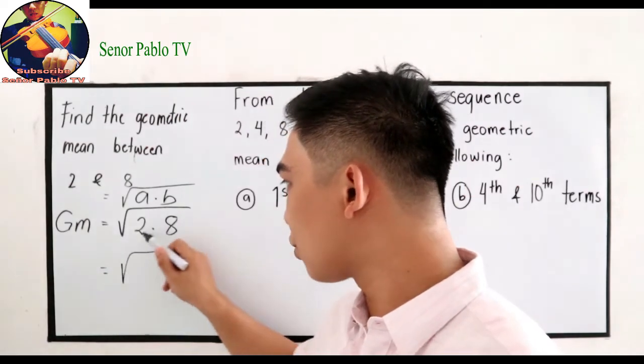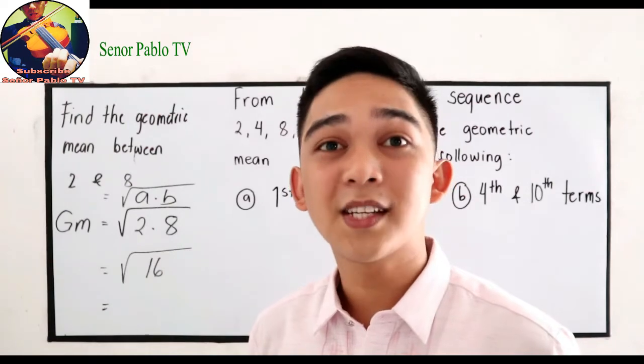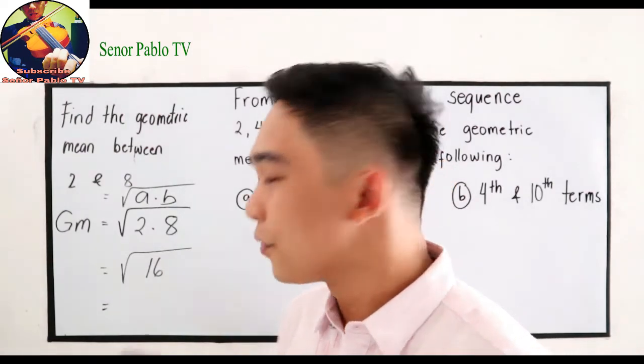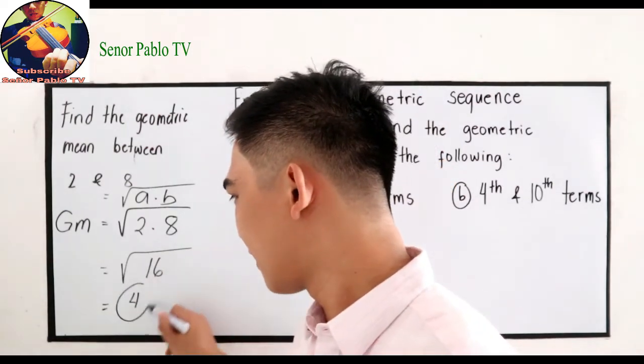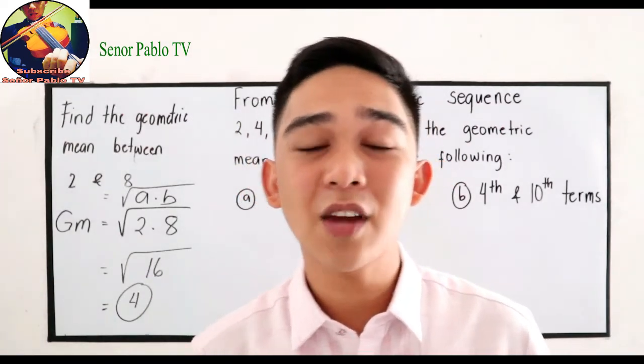Multiply natin, 2 times 8, that is 16. Square root of 16, that is 4. So, ganun lang yung geometric mean. Try natin other examples.